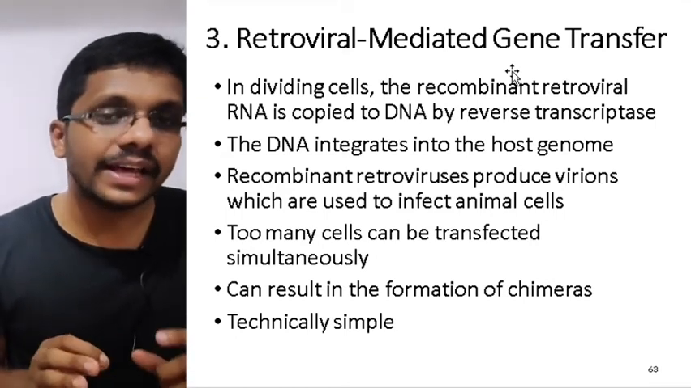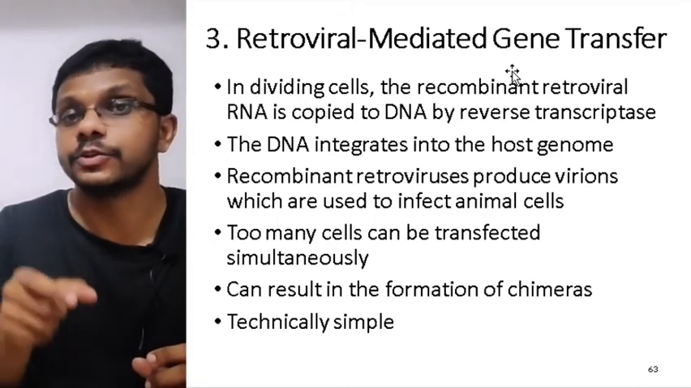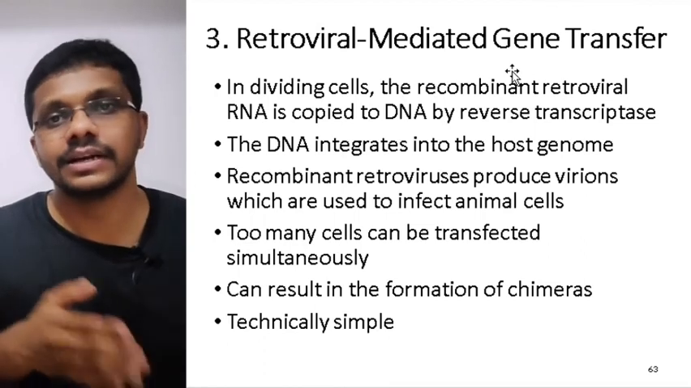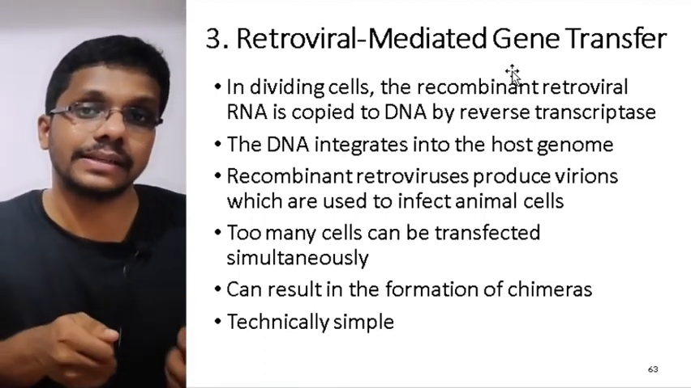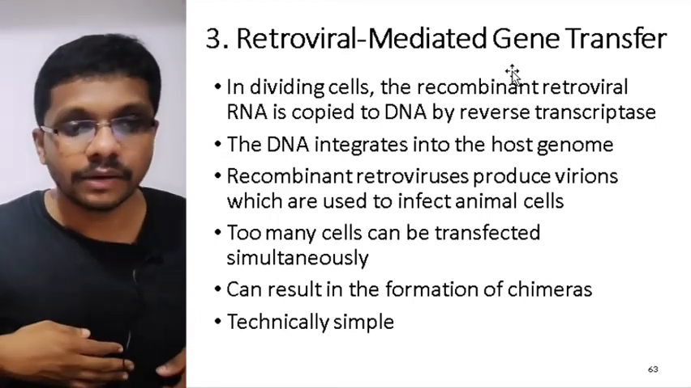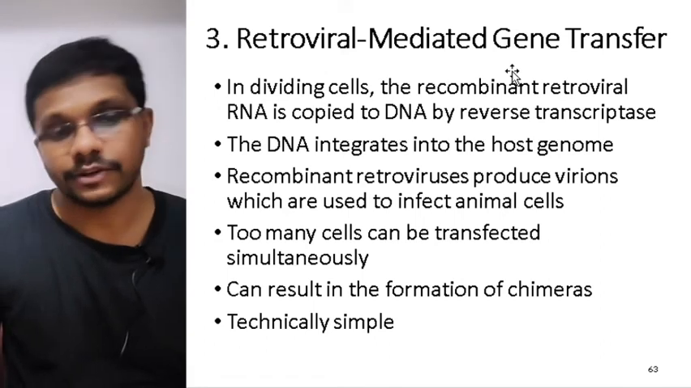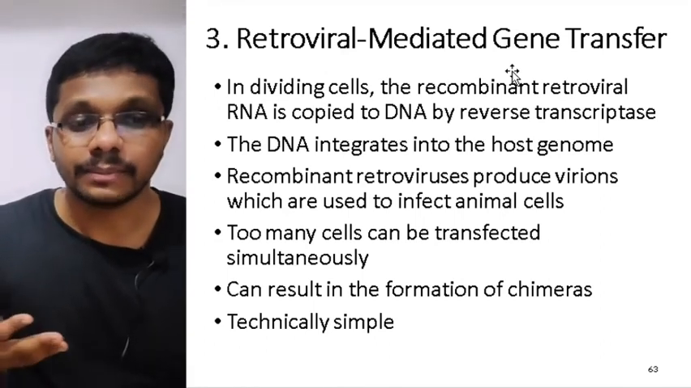So one of the peculiarities of retroviruses is that their DNA is integrated into the host genome. Its genome is RNA, but inside the cell it converts the RNA into DNA, and this DNA has a tendency to get inserted into the genomic DNA, which can be exploited for making the virus vector. We can use recombinant retroviral vectors for transformation.